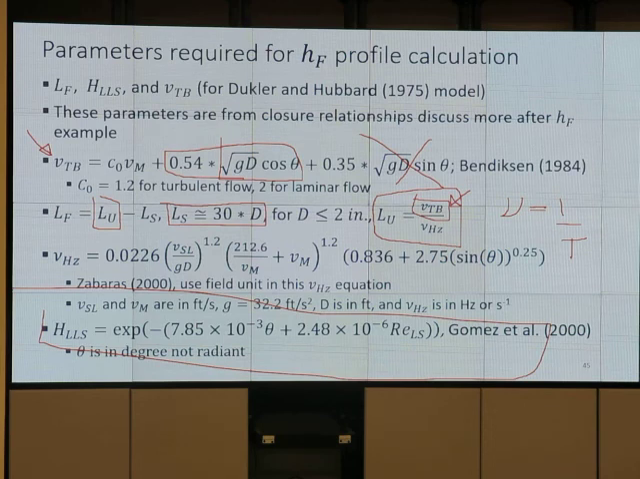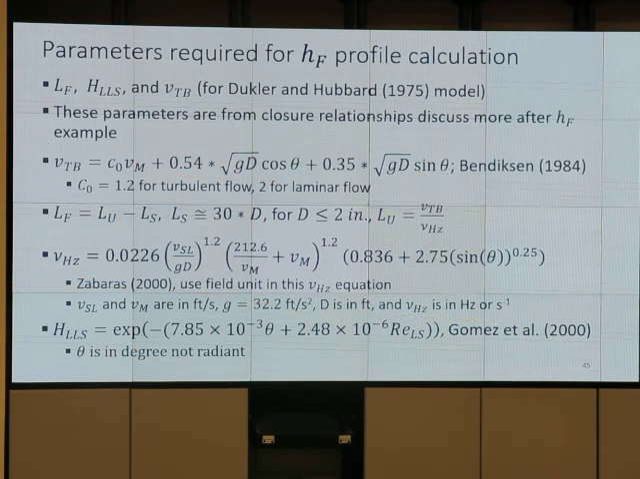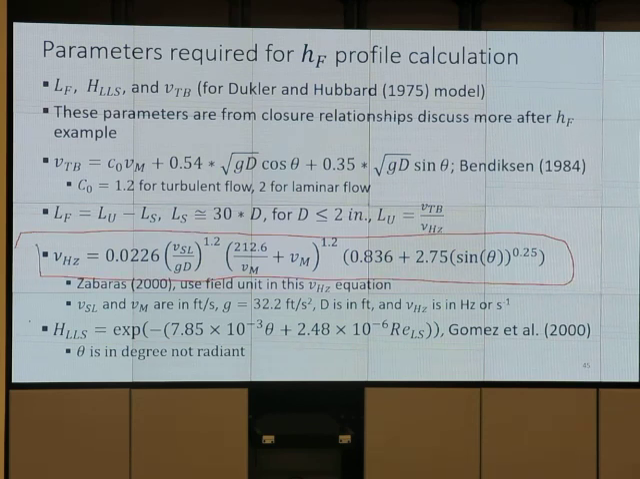So let's say I use the Dukler-Hubbard model. I get every parameter. I get holdup as the input, and my frequency output most likely doesn't match with that. Or you may take HLRS and slug length as an input, and my frequency may not match with that. So it may not match everything all at once.